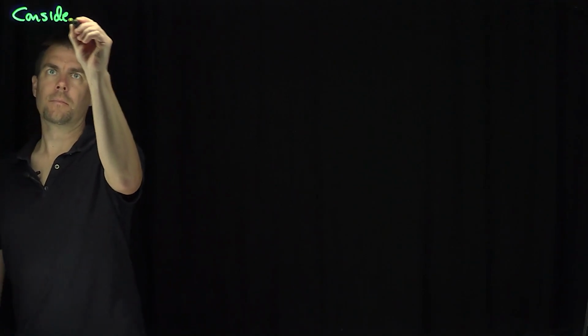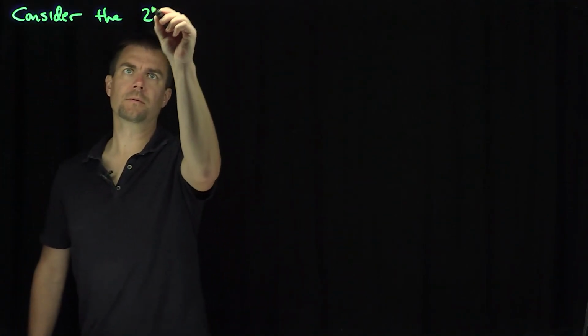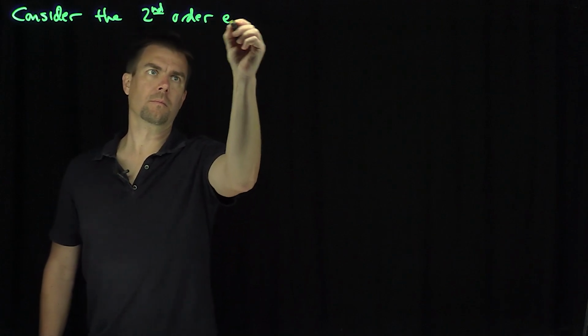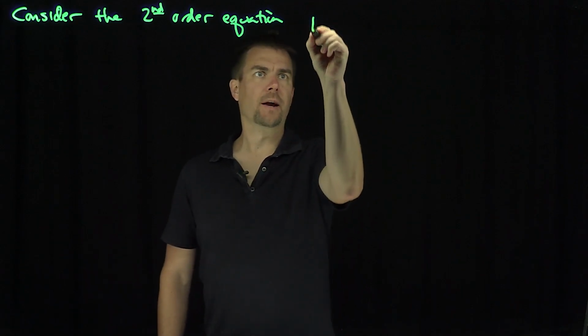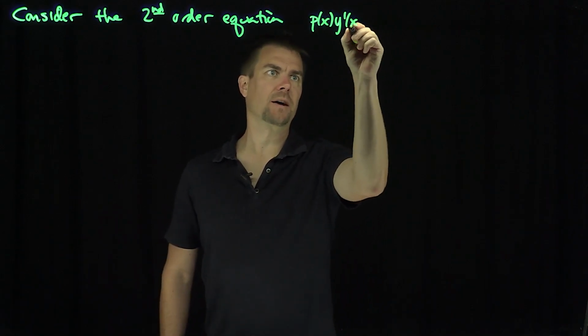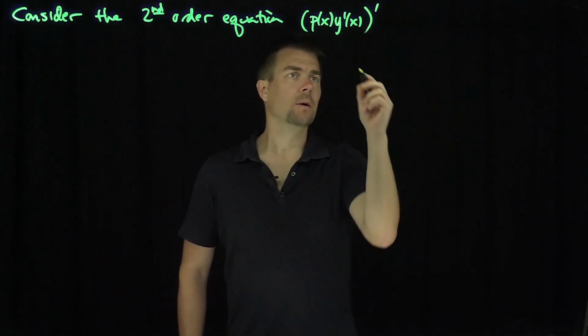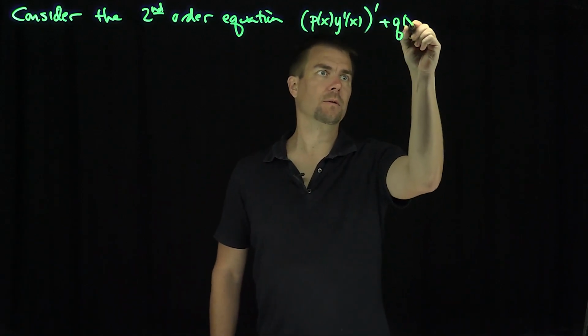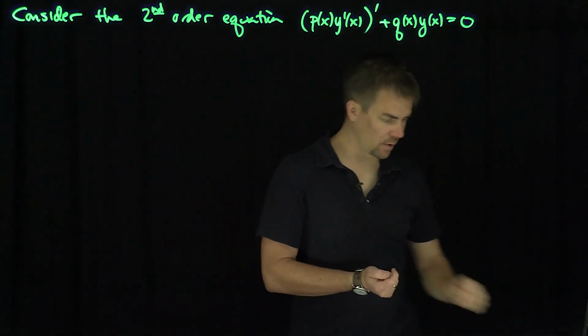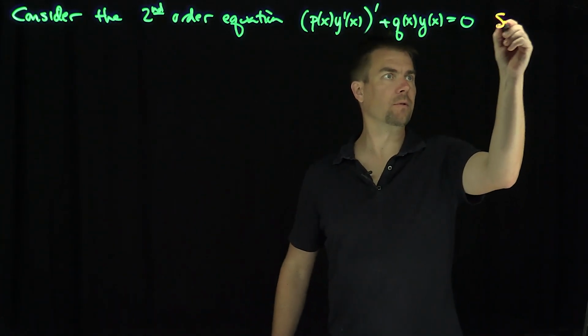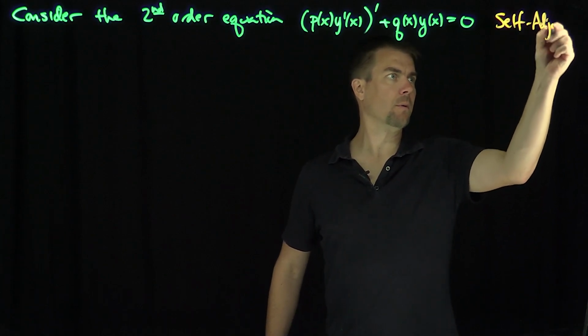Hello students, in this video we'll discuss the Sturm comparison theorems for ordinary differential equations of second order. So let's consider the second order equation in self-adjoint form. I'm going to look at (p(x) y'(x))' + q(x) y(x) = 0. This form of a second order ODE is called self-adjoint, and we'll see why later.